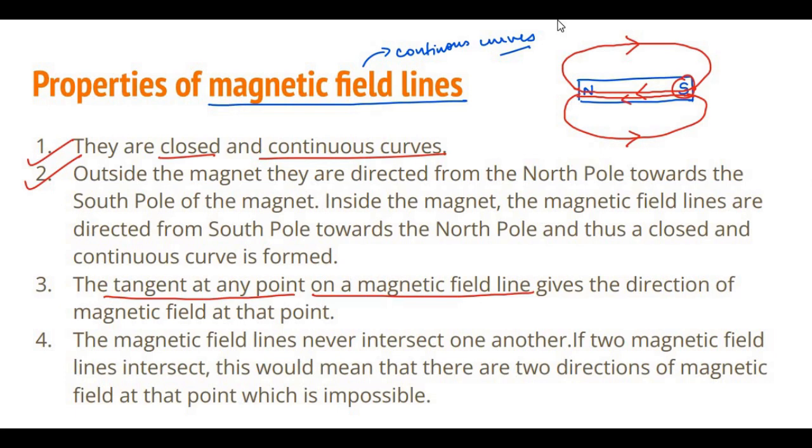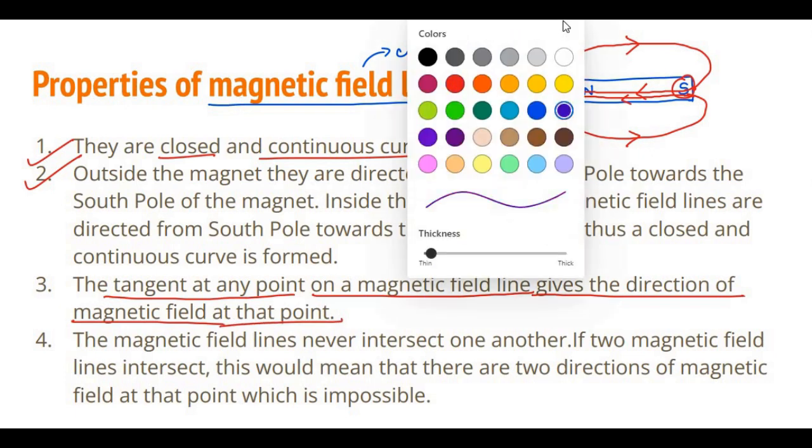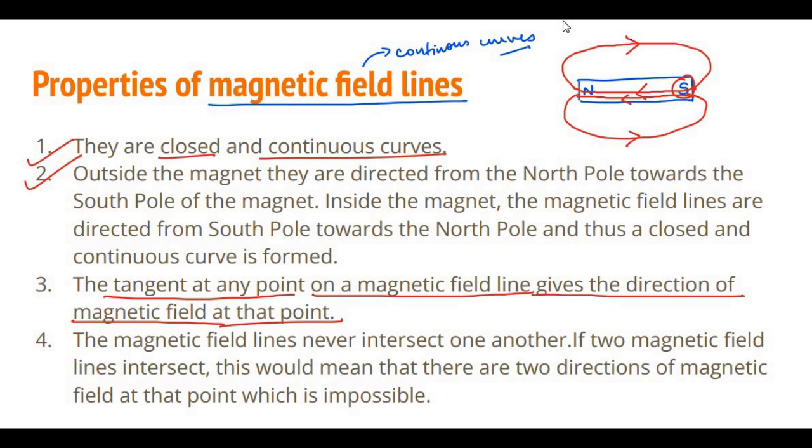So that tangent will give me what? The tangent gives the direction of magnetic field at that point. Us point pe kya direction hai magnetic field ka, wo mujhe batayega. Jaise, let me take this point. Is point par magnetic field ka kya direction hoga?